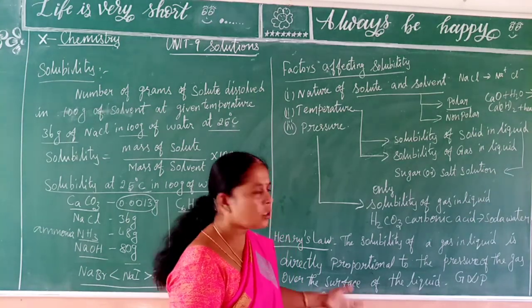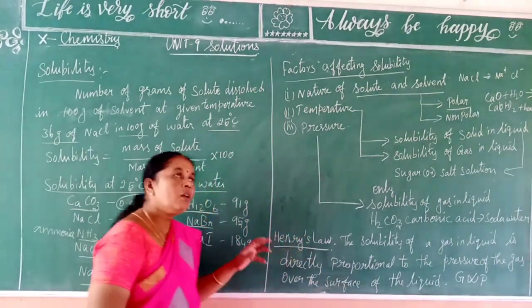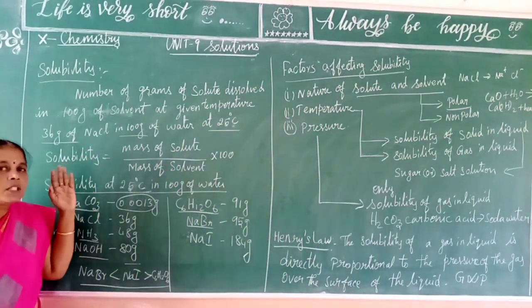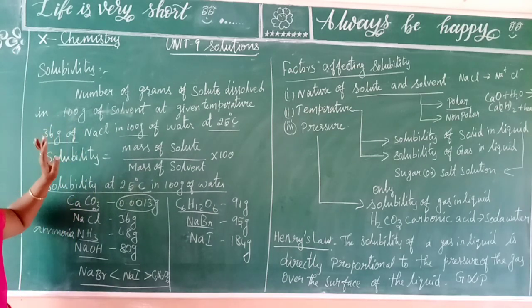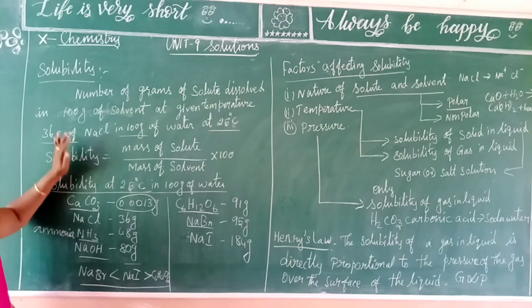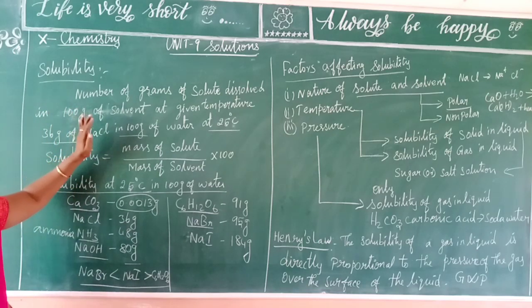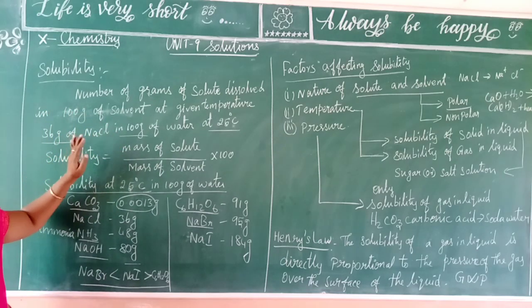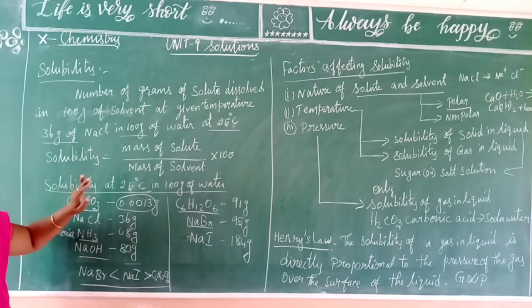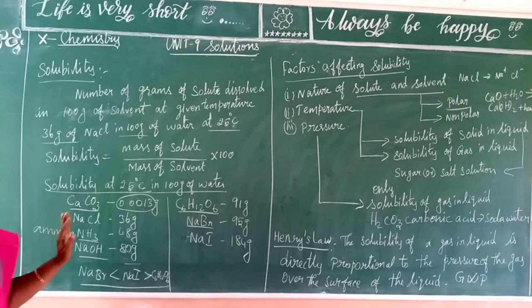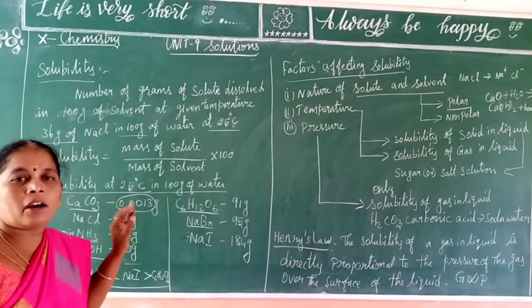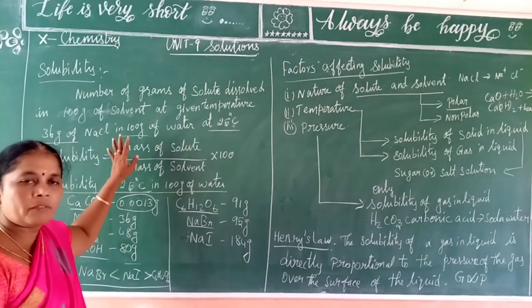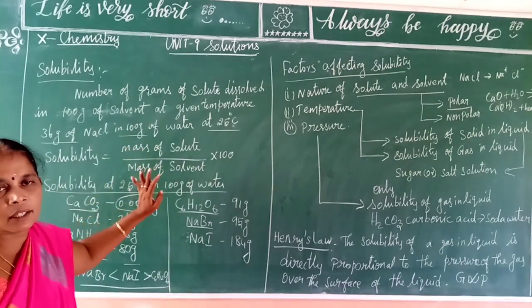Okay, are you able to understand all these things? What is solubility now? Say again. Solubility is nothing but saturation. It is given as the number of grams of solute dissolved in 100 grams of solvent at a given temperature. That is the saturation point of a substance, and that is known as solubility. Solubility is always taken for 100 grams of water.